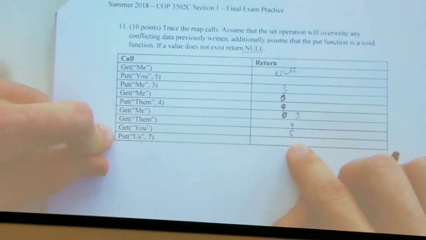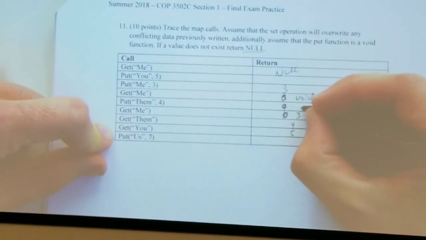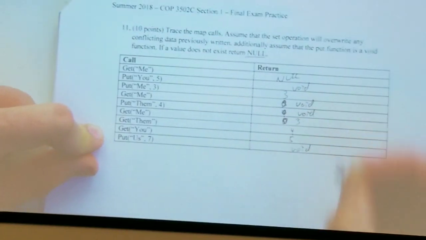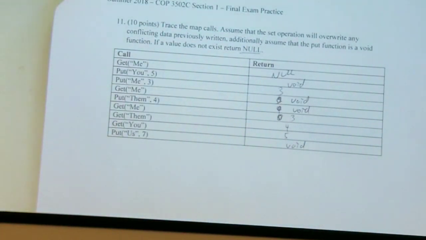And then we put in us, that's not going to return anything. These are all void. If you want to write void, you can, because it returns technically nothing. But this is all that you end up needing to do for this problem.